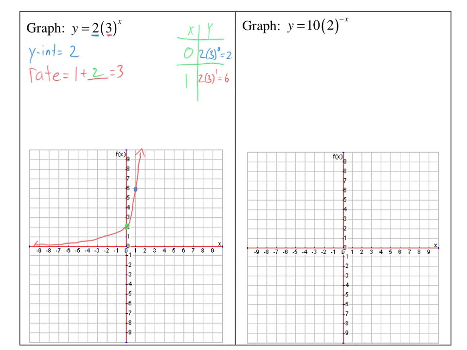So what percent is 2? Is that 2%? 20%? 2 is 200%. So my rate is equal to a positive 200%. Meaning this graph is growing by 200% each time. 200% of 2 is 4, so I added 4. That's what's happening. You're adding 200% each time. 200% of 2 is 4, and that's why we're up here at 6.